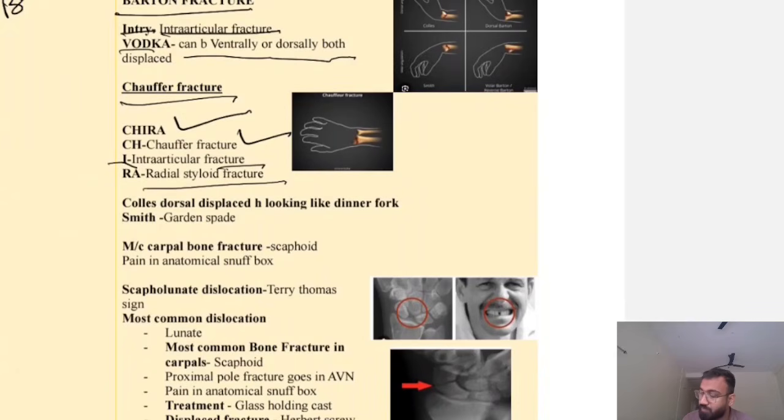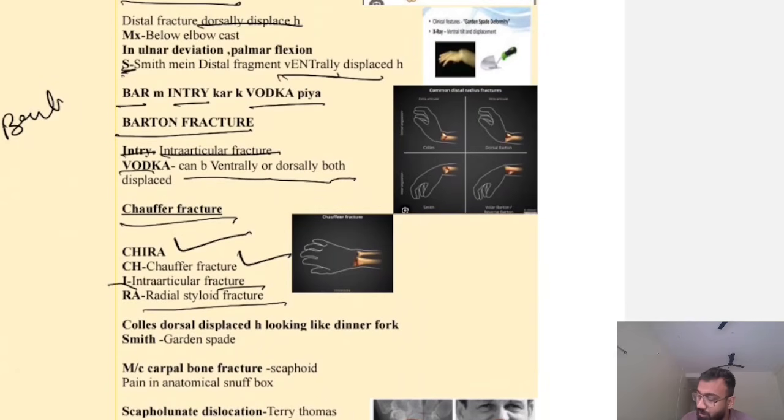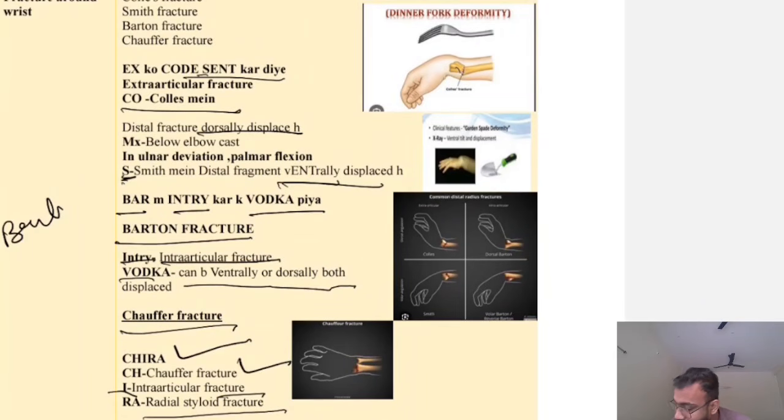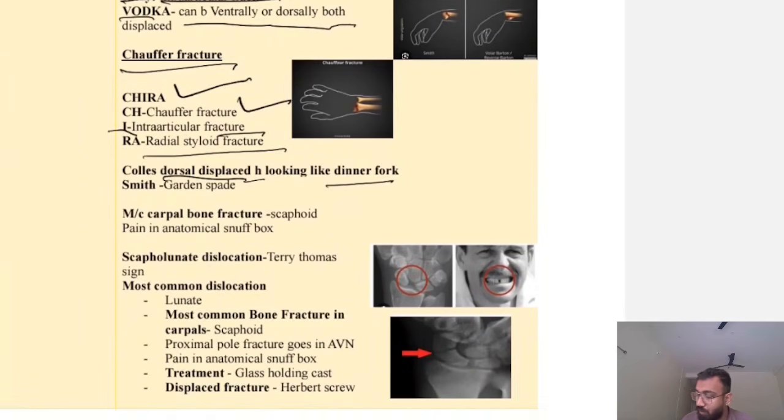Now in Colles, the dorsally displaced fragment looks like a dinner fork. You can see this is a dorsally displaced fracture in Colles, so it will form the dinner fork. If you did not reduce the Colles fracture and apply slab or cast, then the patient will present with dinner fork deformity. And in Smith, it is just the opposite of Colles, so the patient will present with garden spade deformity.